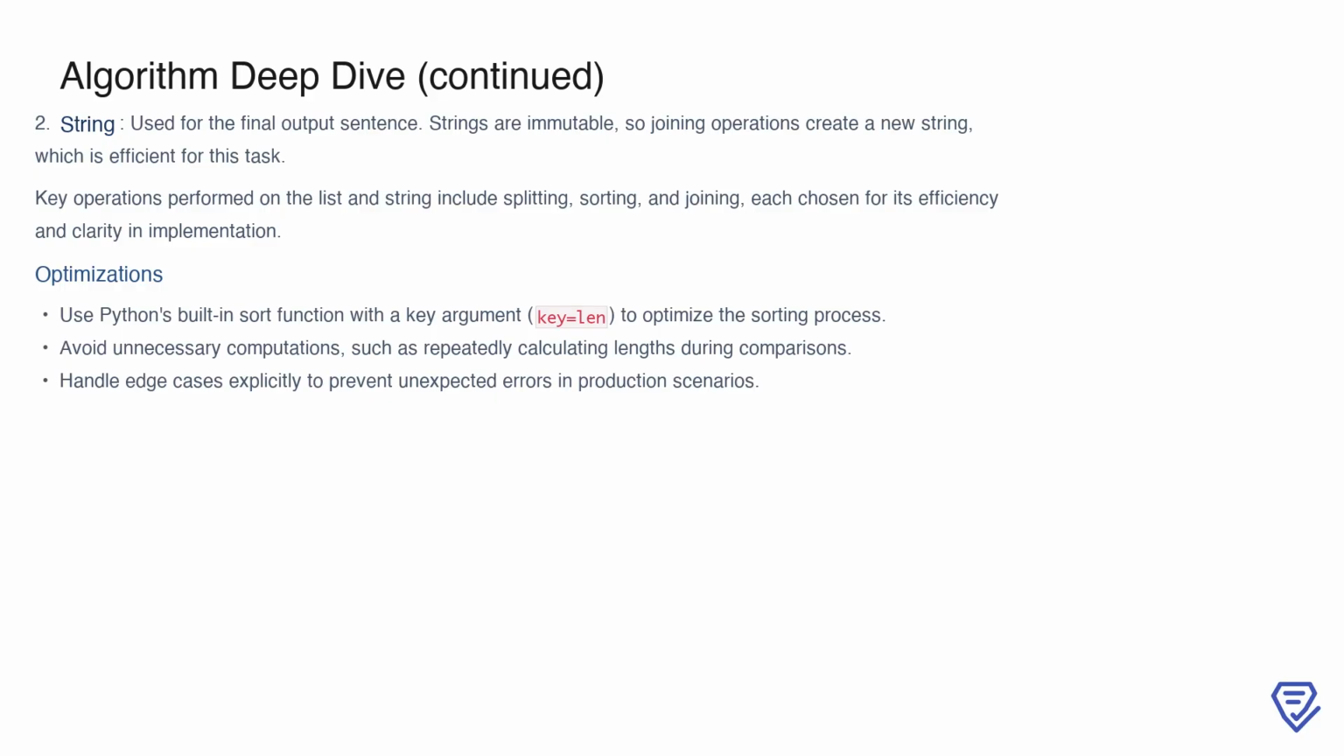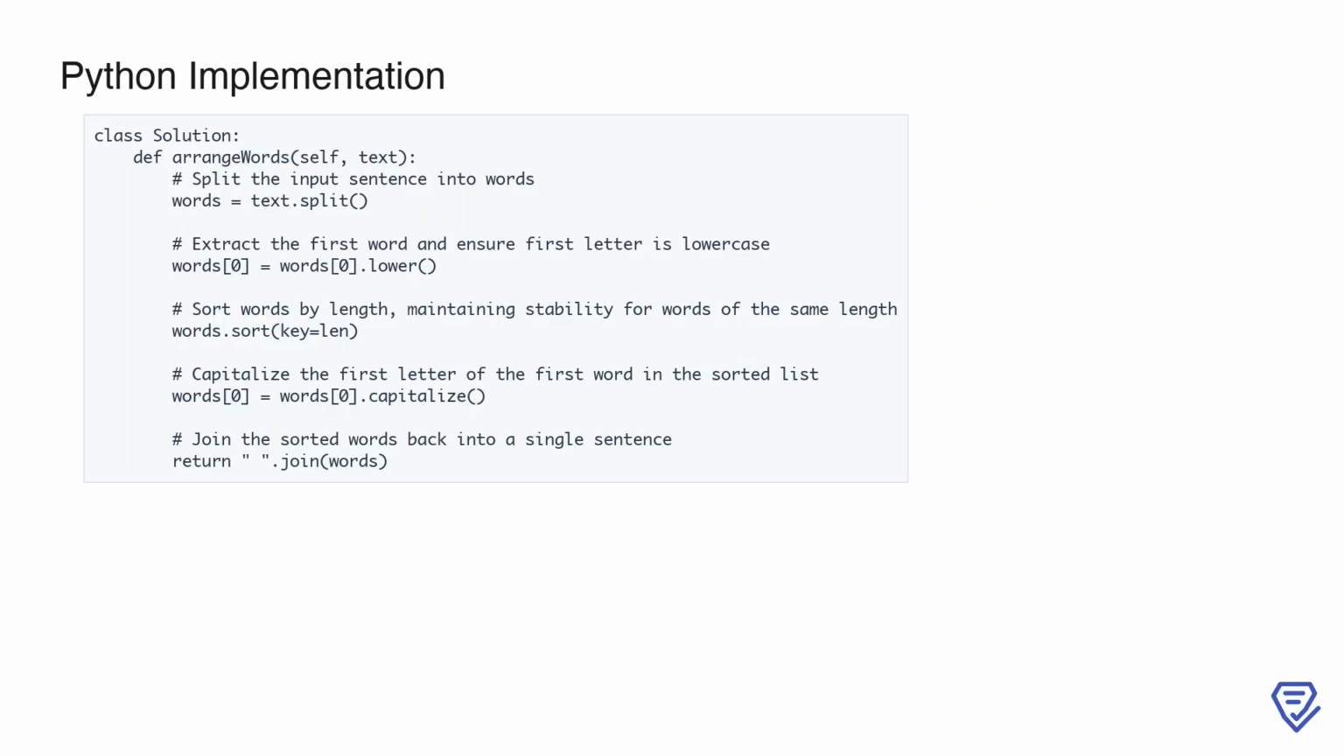This code defines a solution for LeetCode problem number 1451, Rearrange Words in a Sentence. First, the arrangeWords function takes the input sentence as a string. It splits the sentence into words using the split method, which separates the string into a list of individual words. The first word's capitalization is adjusted to lowercase to ensure consistent formatting during the sorting process. Next, the words are sorted based on their lengths using Python's sort method, with key equals len ensuring that words are ordered by their length.